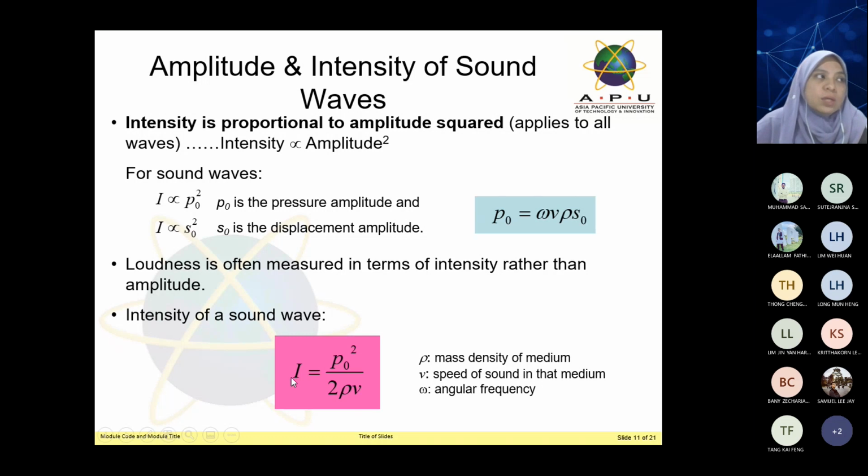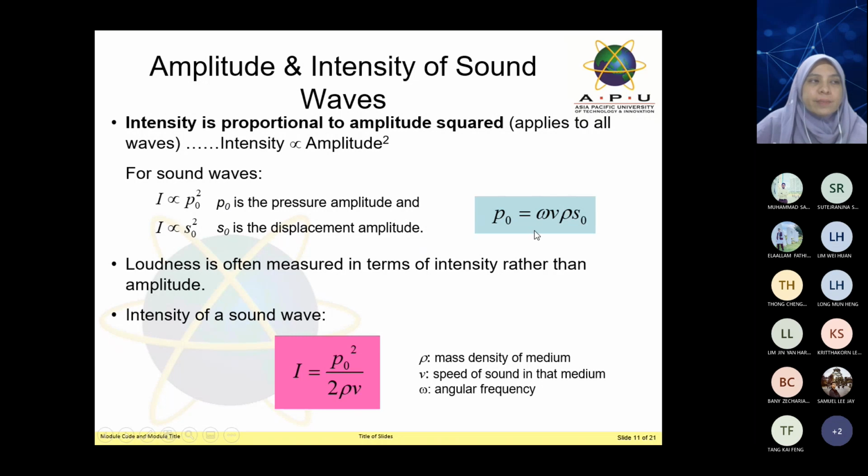So sound also has intensity. Intensity for sound is proportional to P0 to the power of 2, where P0 is the pressure amplitude, and I or intensity is also proportional to S0 to the power of 2, where S0 is the displacement amplitude. Okay. So from there you get a formula: P0 equal to omega V rho S0.